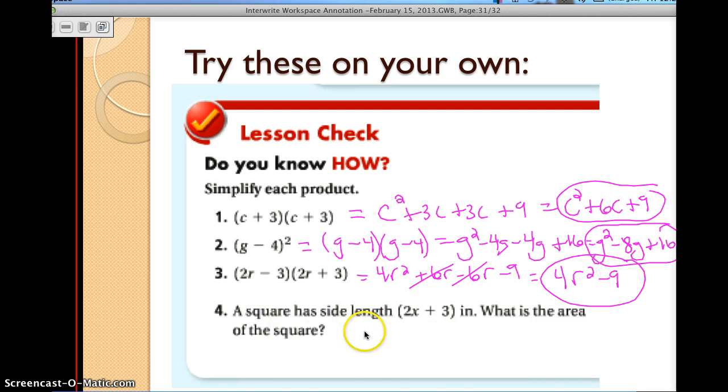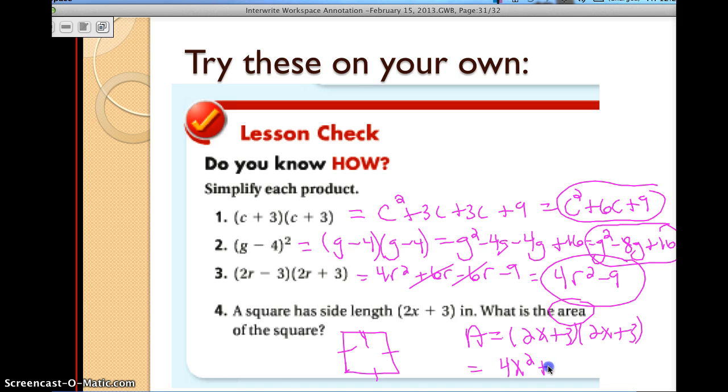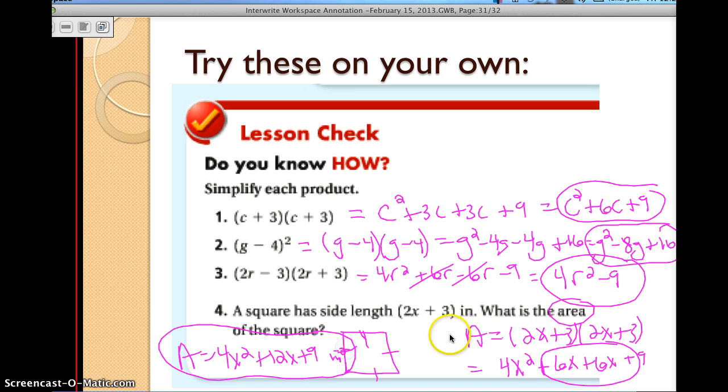In number 4, it says a square has a side length. Don't forget, a square means all sides are equal. What is the area of the square? Well, the area of any square is side by side, so it's really 2x plus 3 times 2x plus 3. Using FOIL, we get 4x squared. Outers give me 6x. Inners and last. So my area, I'll put it over here, is equal to 4x squared. Combining my outers and my inners, 12x plus 9 square inches. Okay, so that takes care of 8.4.